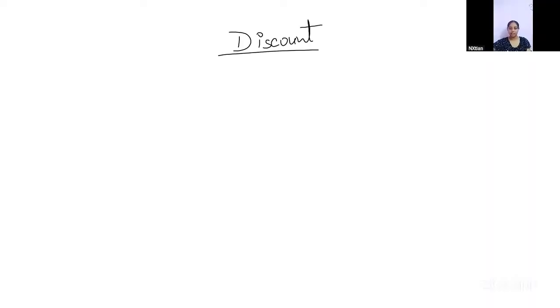Now, when we go to buy some things, we sometimes notice that there is a reduction in its price. Labels mention 20% off, 10% off, 5% off. That is known as a discount. Basically, a reduction in price of something.